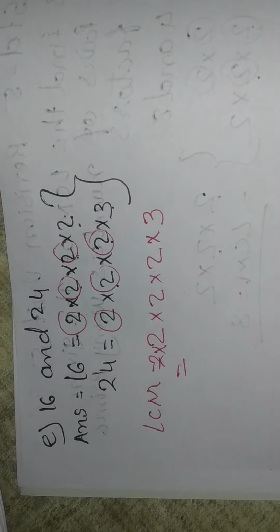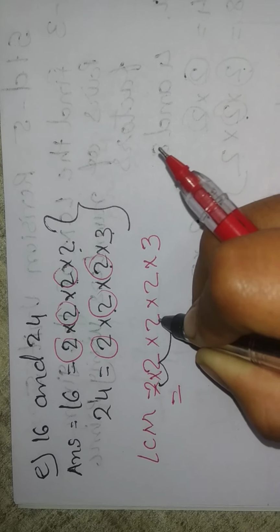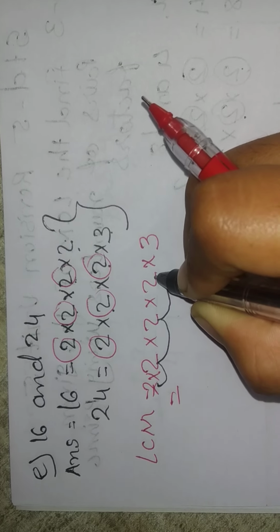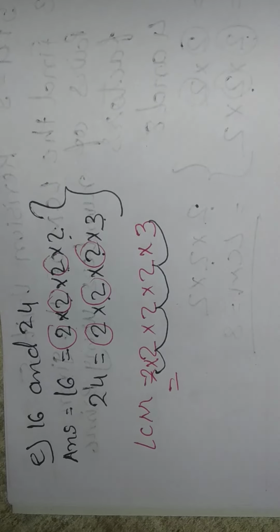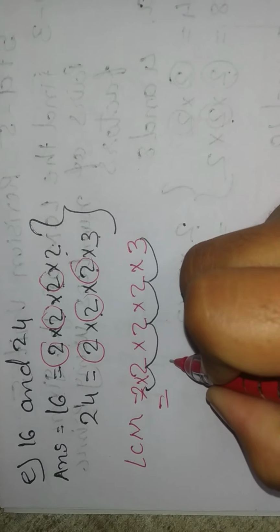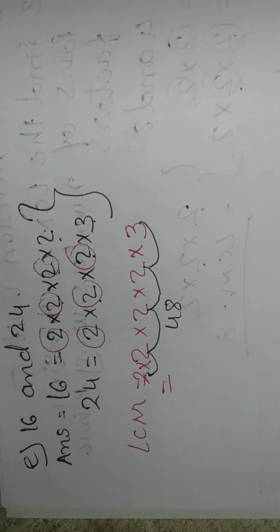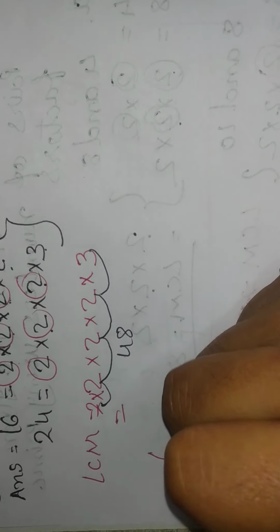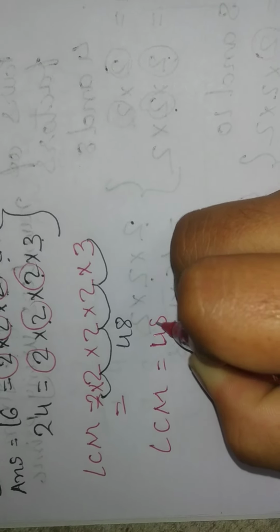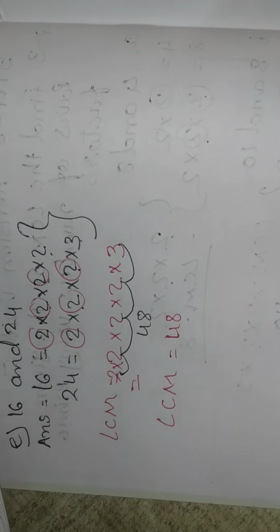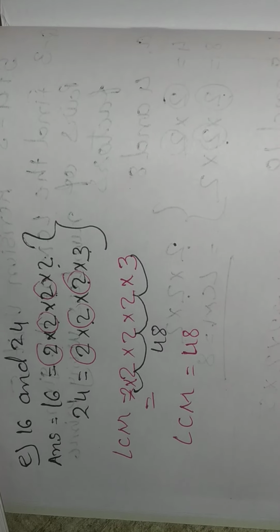What was the answer? 2 2s are 4, 4 2s are 8, 8 2s are 16, 16 3s are 48. So we have to write here 48. LCM is equal to 48. Now look at these sums everyone and write it down in your notebook. I'll give you 1 minute. You have to complete your work.